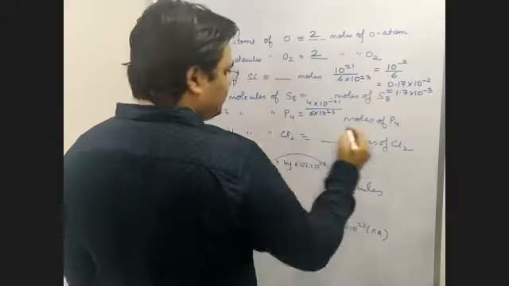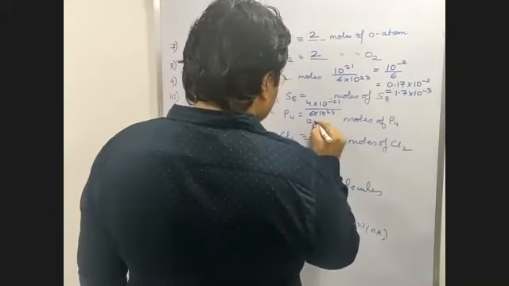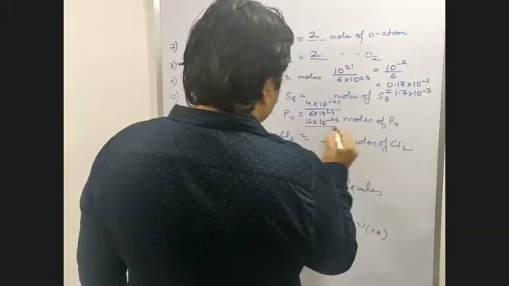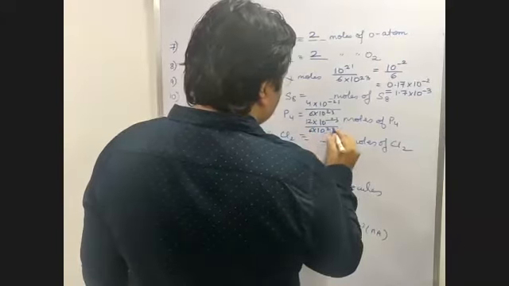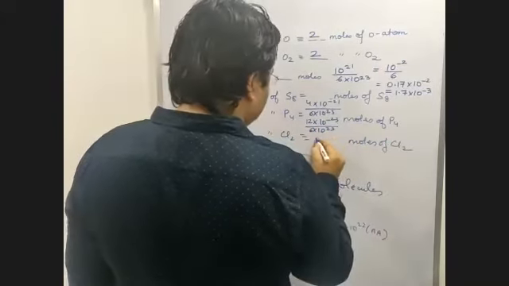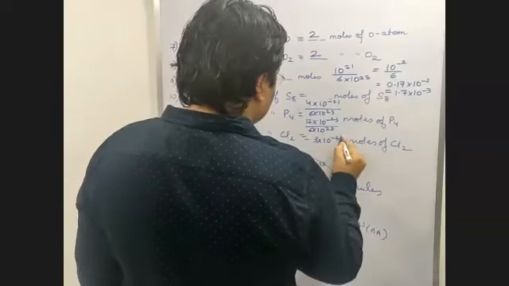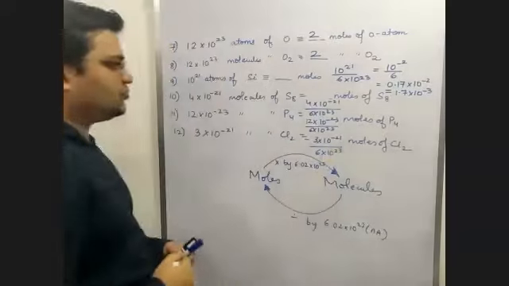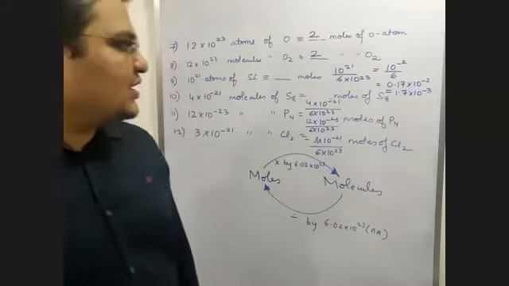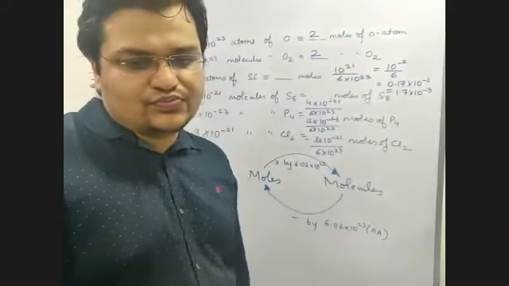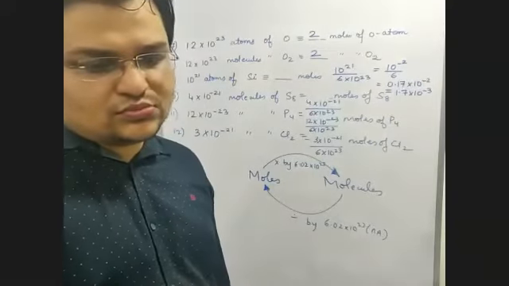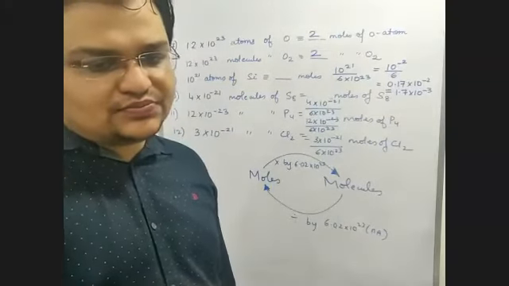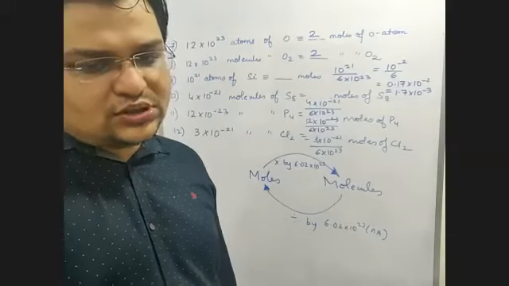Next, this one is 12 into 10 raised to minus 23 upon 6 into 10 raised to 23. And this is 3 into 10 raised to minus 21 upon 6 into 10 raised to 23. Yes, guys, is this clear? Can you please pay attention? Have you copied this also?